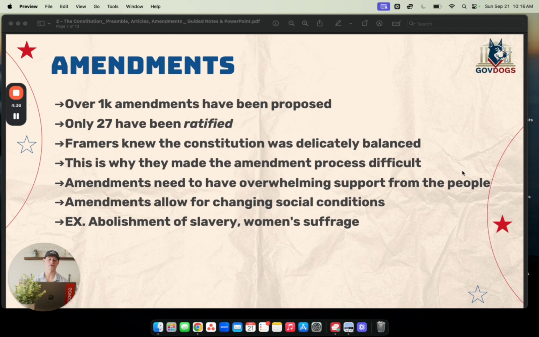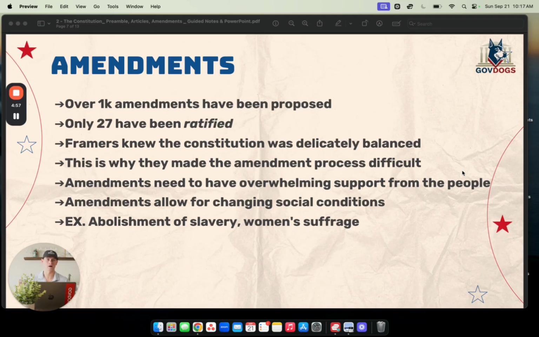So amendments allow for changing social conditions. For example, the abolishment of slavery and women's suffrage. These are big social changes that occurred in the United States throughout history. And the beauty of the Constitution is it fits all of those scenarios, right? When it was ratified originally, in the late 1700s, slavery was legal, women couldn't vote, okay?